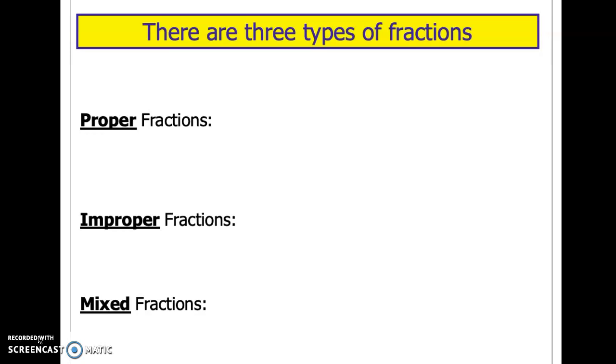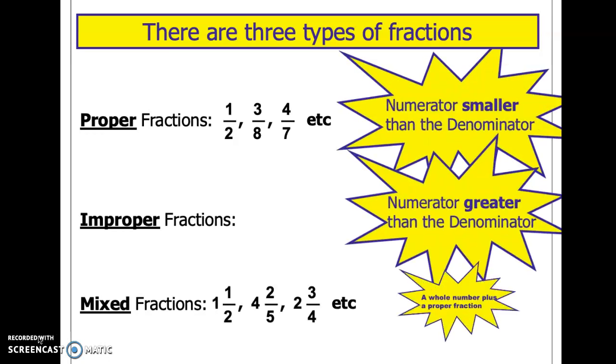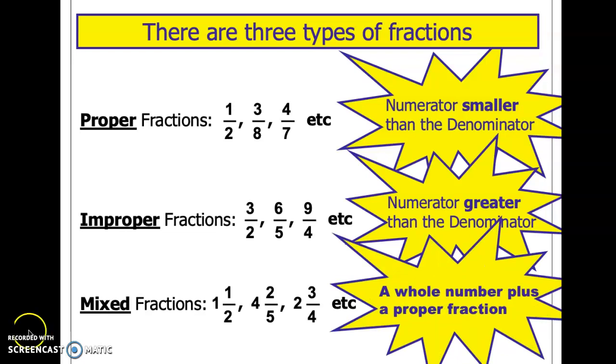There are three types of fractions. The first one will be proper fractions, improper fractions, and mixed fractions. Now, if we look at proper fractions, here are a few examples. One thing that we know about proper fractions is that the numerator is smaller than the denominator. So on all of our examples, the numerator is smaller than the denominator.